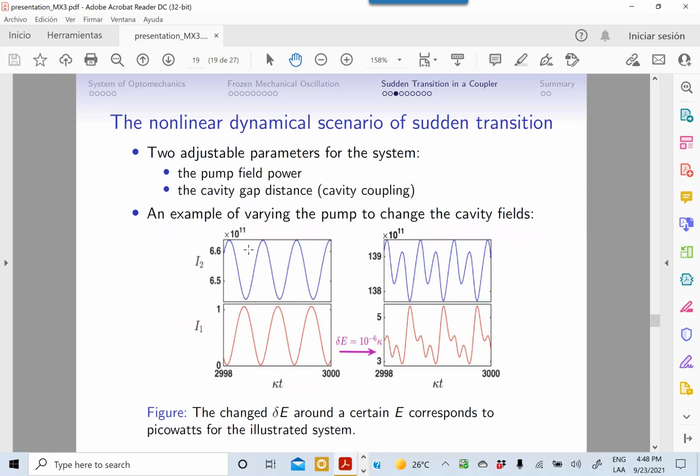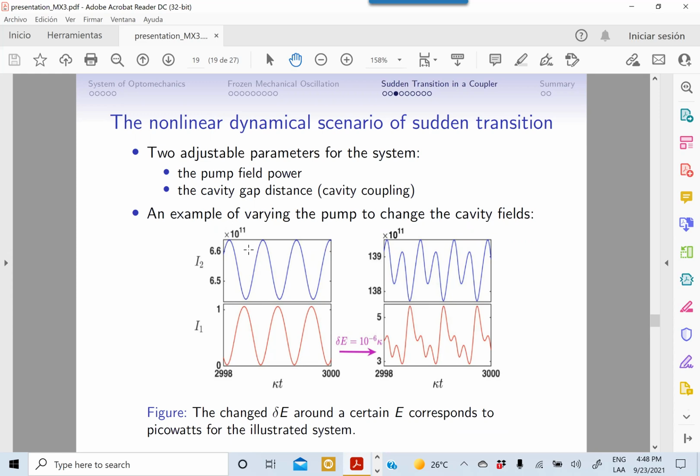For this type of system, after it's fabricated, or during the fabrication, we can mostly adjust two parameters. One of them, of course, is the pump field. We can change the pump laser freely. Moreover, during the fabrication process, we can choose a proper distance between these two cavities, two mushrooms. We can make it larger or smaller. It will determine our coupling magnitude J.